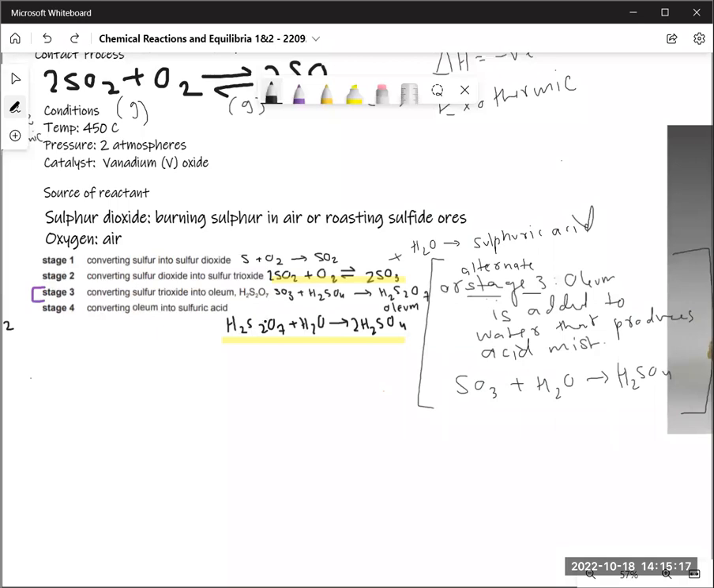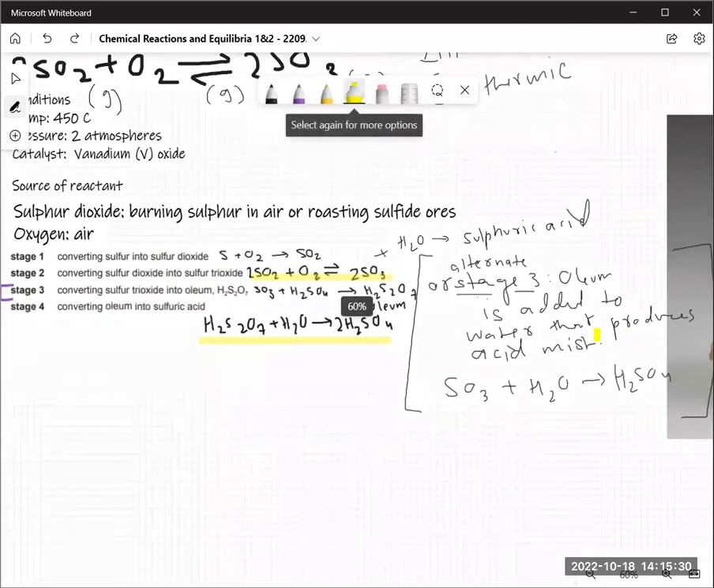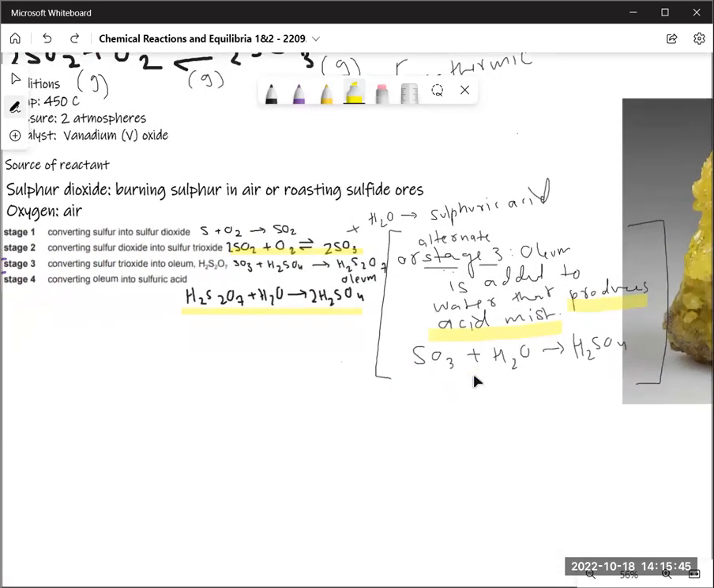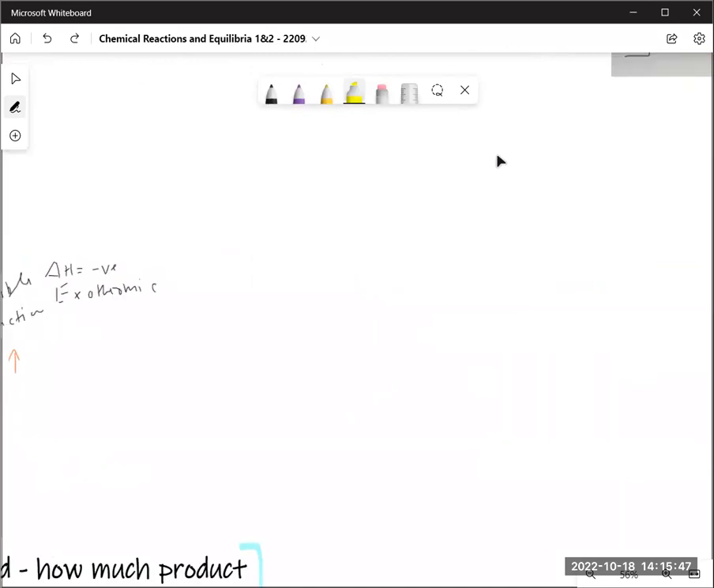Now, why are we not adding SO3 directly to water? Manvi, read the last 3 words. Water that produces acid mist. So say that again: produces acid mist. Now this acid mist is very dangerous. It's very toxic, and this is what it looks like.